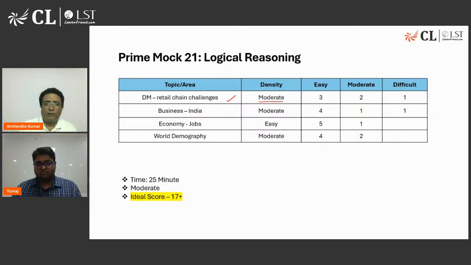And there was one difficult question out here. Business के ऊपर passage था, then economy के ऊपर passage था, the third one, and then world demography के ऊपर. The economy was definitely very easier actually. In fact उसमें 5 question तो definitely easily बताया जा सकते हैं.